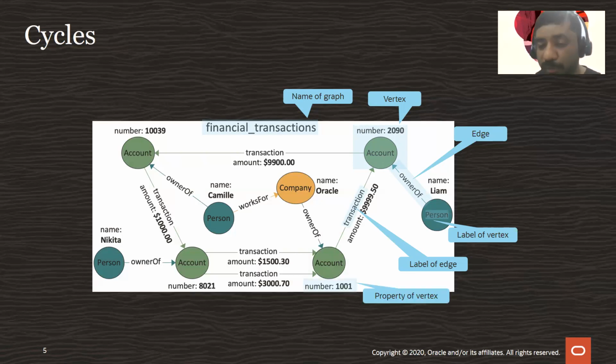We have property of the vertex. So account is the vertex, and then 1001 becomes the property of that vertex. If you look at it from Liam, Liam is the person name. So Liam becomes the property of the vertex, wherein person is the vertex. We similarly have property of the edge. So if the edge is a transaction between two different accounts, the actual amount that was transferred between those two accounts becomes the property of the edge.